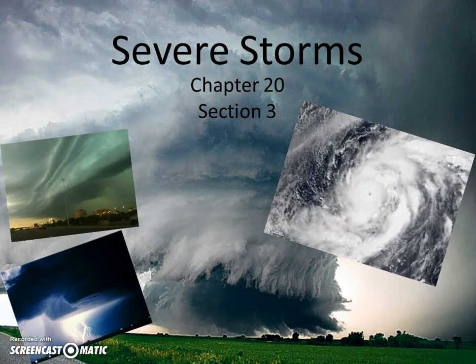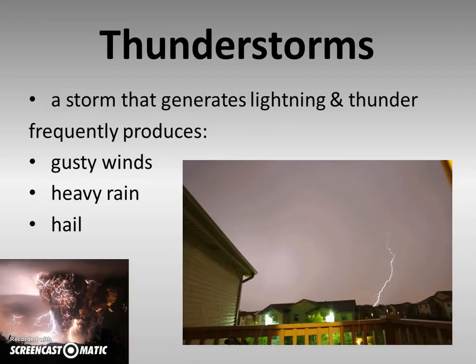All right, today we're going to talk about severe storms. So we're talking Chapter 20, Section 3. We're going to talk about the types. So the first type is a thunderstorm. So not as severe as some of you may think. It's a storm that generates lightning and thunder. It will also frequently produce gusty winds, heavy rain, and hail.